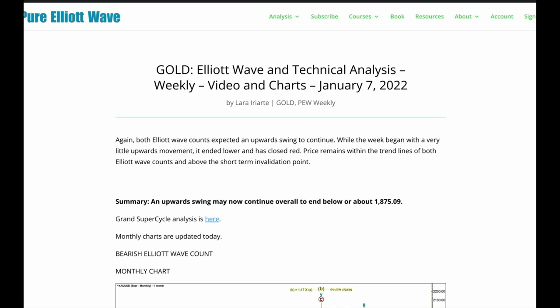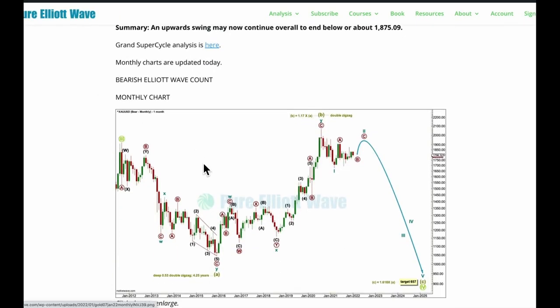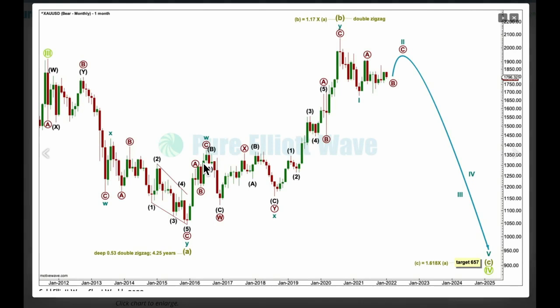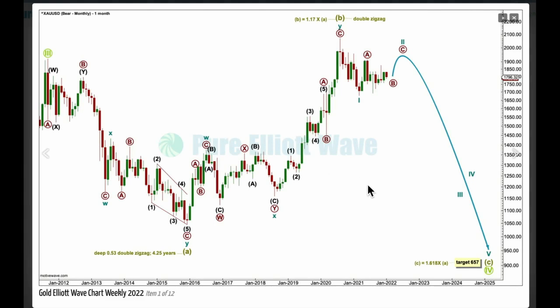I am still expecting an upward swing to continue and it may end at or below 1875.09. It still looks like a huge Elliott Wave triangle or a classic descending triangle is completing, not quite done yet. Time to step back and update monthly charts both for Elliott Wave and for classic technical analysis.